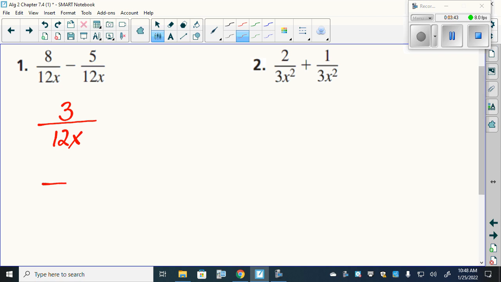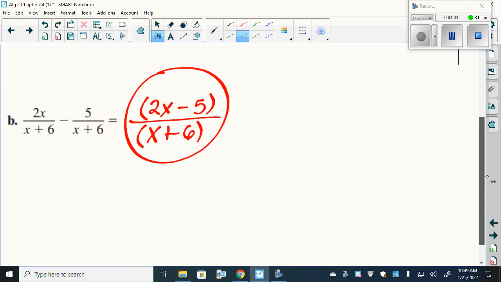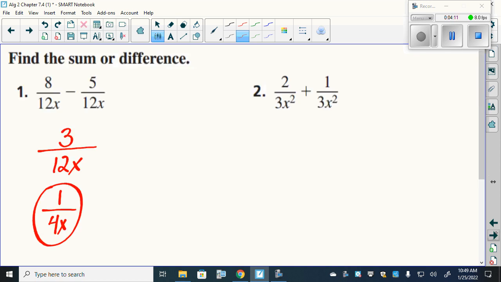Well, we do have something in common on top and bottom, 3. And we can simplify this down to 1 over 4x. And that is perfectly fine. Now this here is different than the one we had before, because if we look at the top, we have 2x minus 5, on bottom x plus 6. Those are 2 terms being combined with addition and subtraction. Here, the 3 and 12x, that's only one term. It's one term by itself, so it is a different setup, a different case.